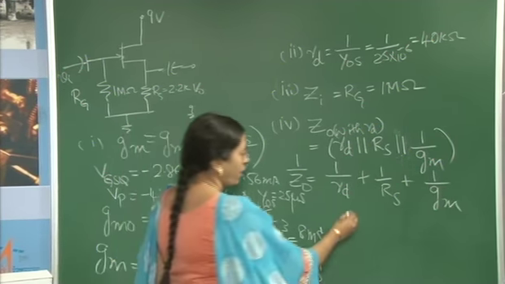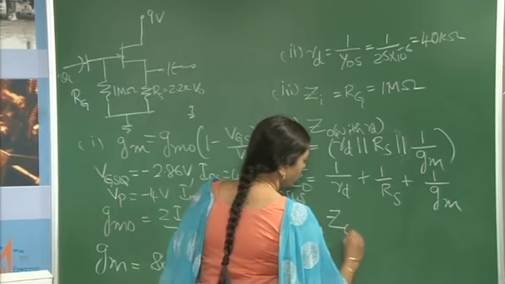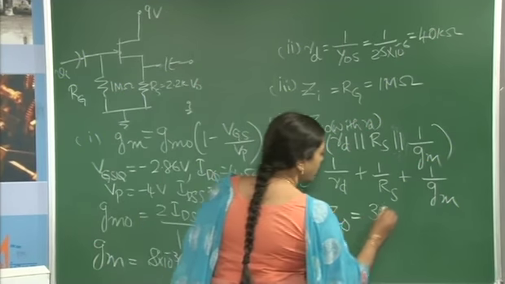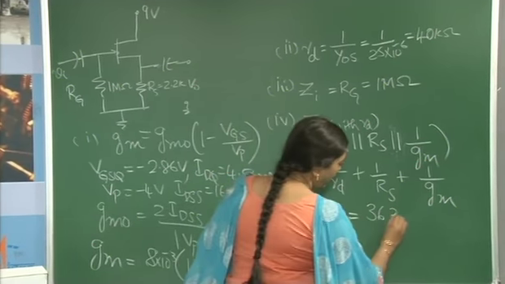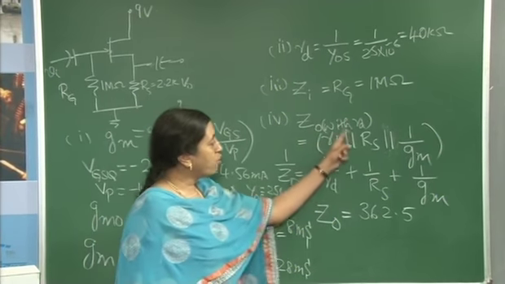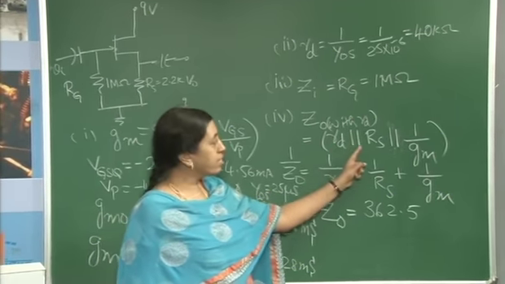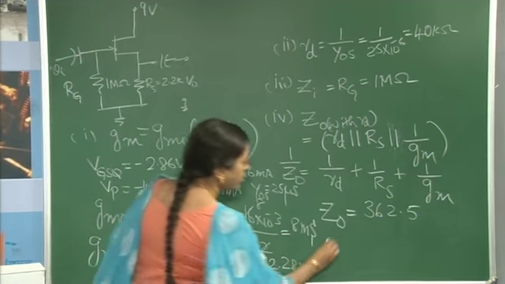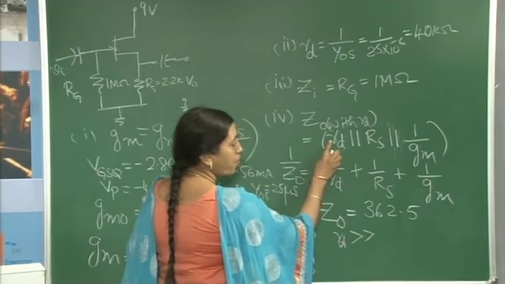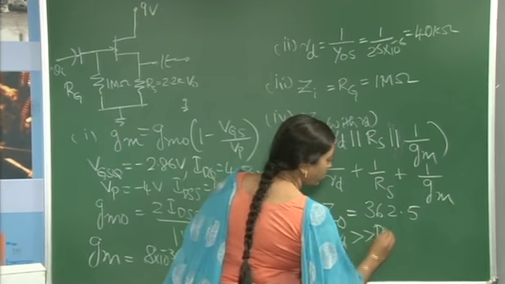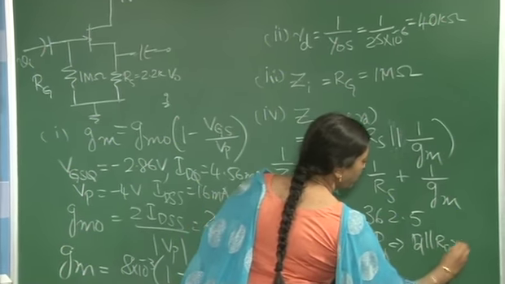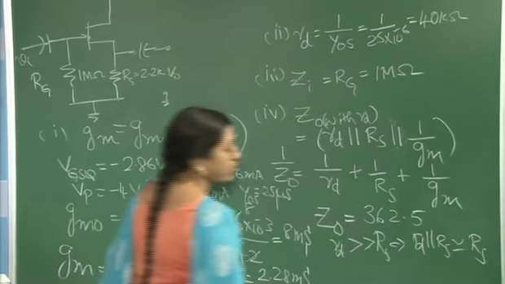So, find out this and take the reciprocal to finally obtain the value of Z0, which is 362.5. Now, since the value of Rd is large in comparison with Rs, since Rd is too large, the parallel combination of Rd with Rs will be approximately equal to Rs.